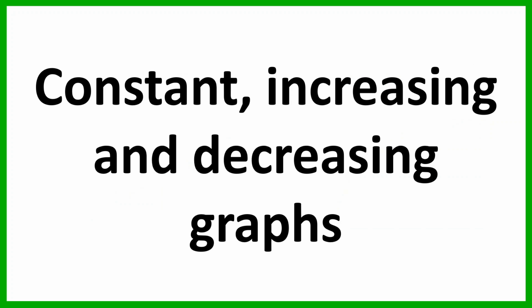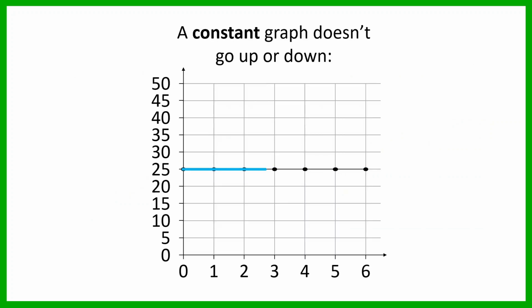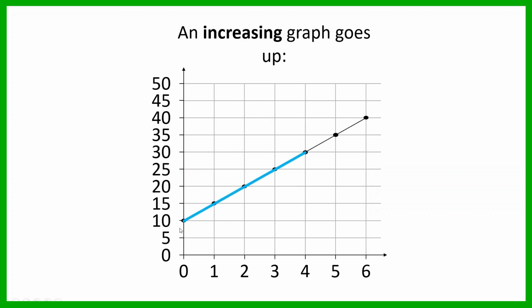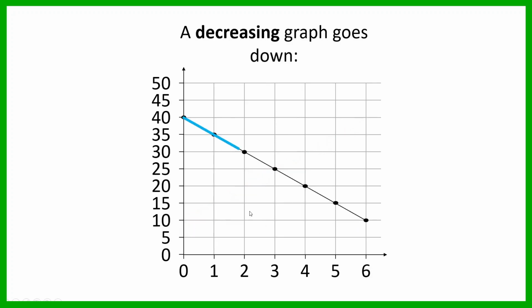Okay, then we have constant, increasing, and decreasing graphs. A constant graph doesn't go up or down. As you move from left to right along the graph, it stays horizontal. It does not go up or down. An increasing graph goes up as you move from left to right, and a decreasing graph goes down as you move from left to right.